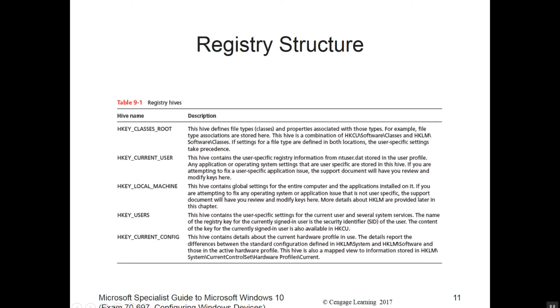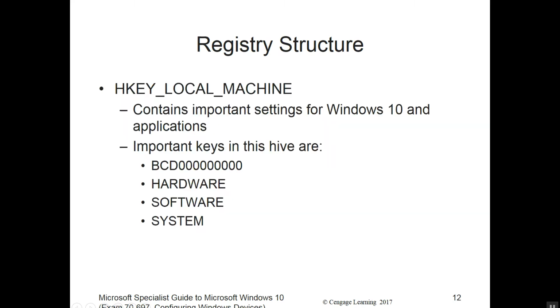We talk about the different hives that exist within the registry: classes root, current user, local machine, users, and current config. The registry structure contains important settings for Win10 and the apps. The important keys in the hive, there we go.